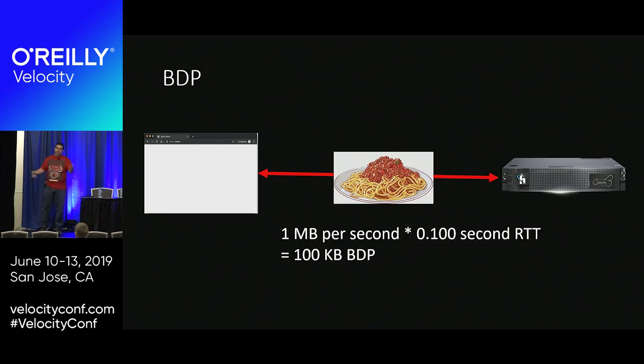So to be able to saturate or to fully utilize the 8 megabit connection with 100 millisecond RTT, you need to have 100 kilobytes of data in flight all of the time. And that means on the client side, you need to have 100 kilobytes of receive buffer available. And on the send side, you need to have 100 kilobytes of send buffer available.